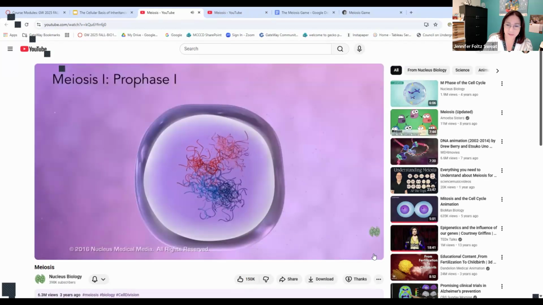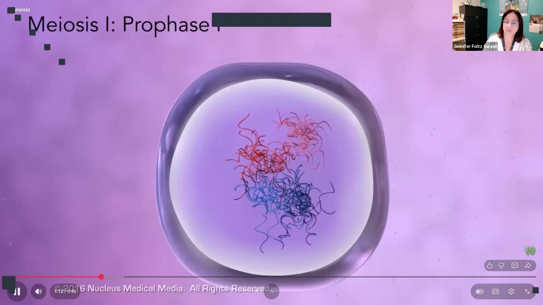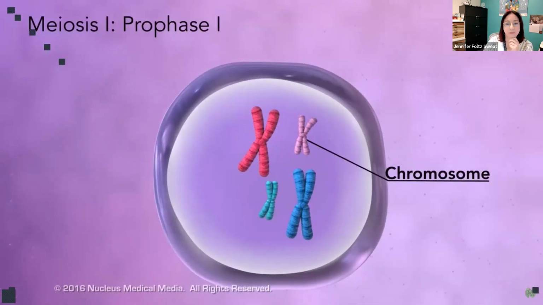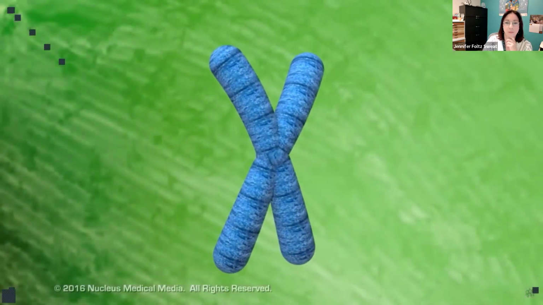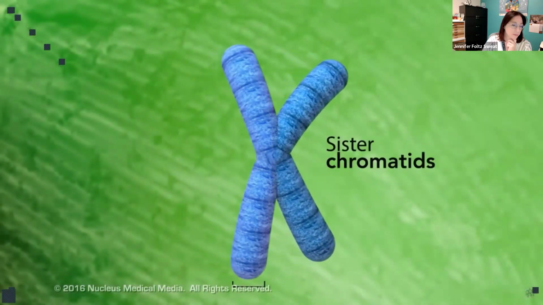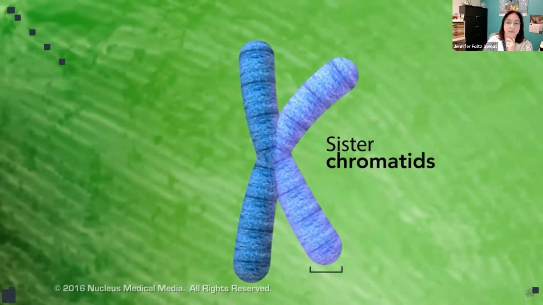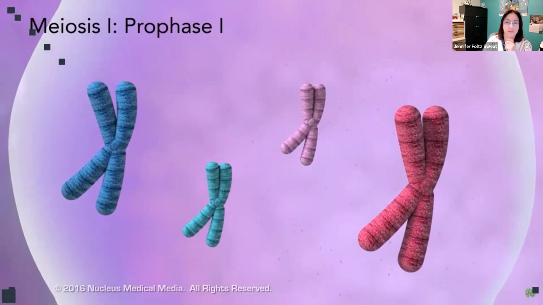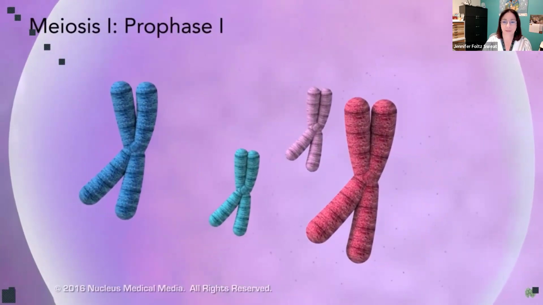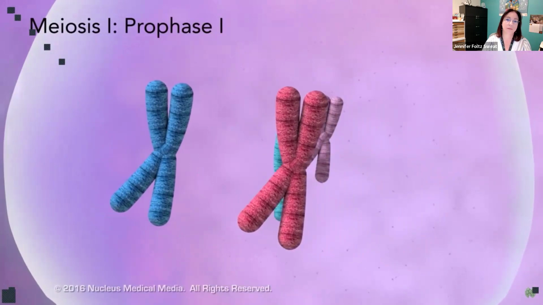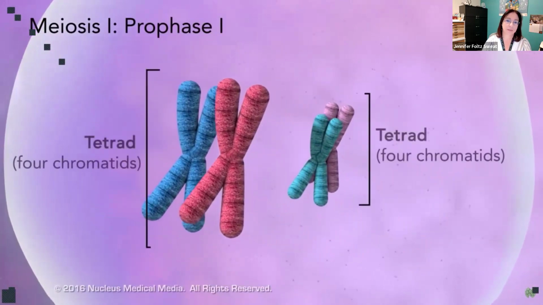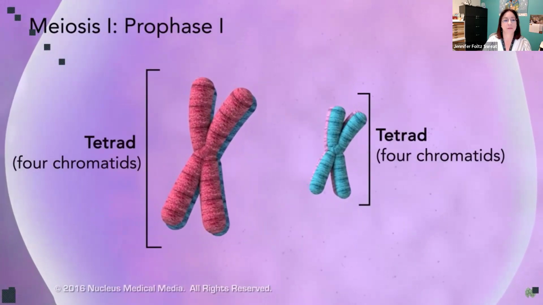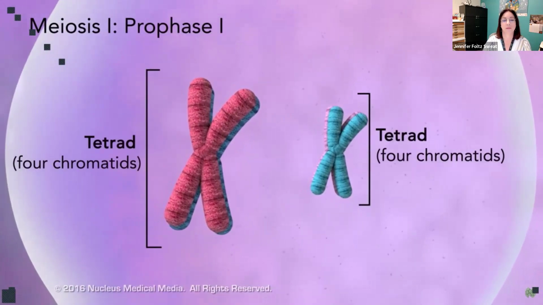After the DNA in the chromatin replicates, it condenses into the more familiar X-shaped chromosomes. The replicated DNA is the same in the identical sister chromatids of each chromosome. In a process called synapsis, each chromosome pairs up with and binds to its corresponding homologous chromosome, forming a tetrad. A tetrad is the group of 4 sister chromatids in paired homologous chromosomes.